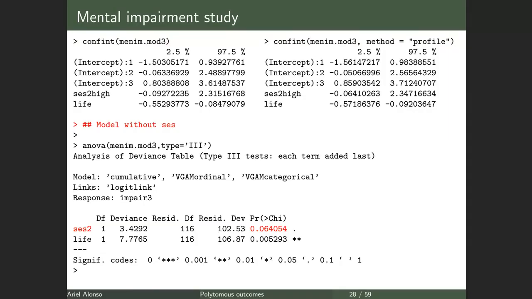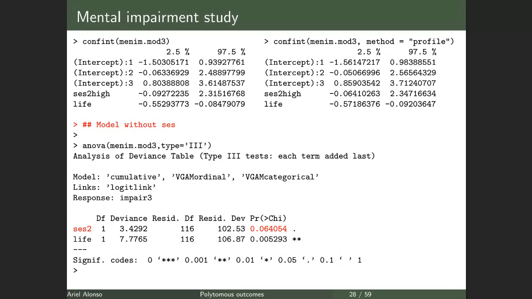If you remember, when we ignored the order, we got a clearly non significant p-value for socioeconomical status. Now the p-value becomes very close to significant. It's equal to 0.06.